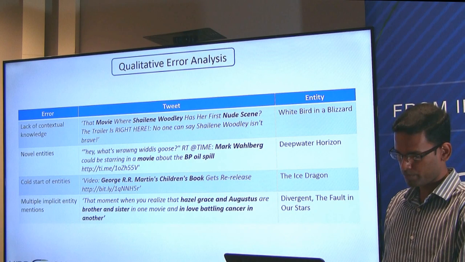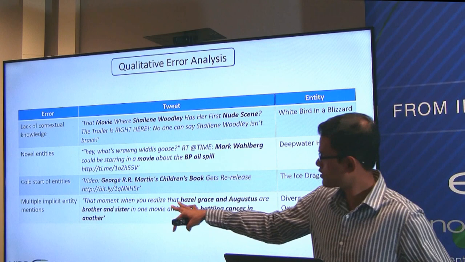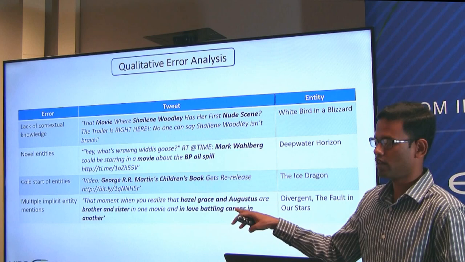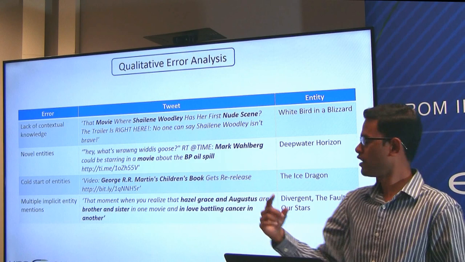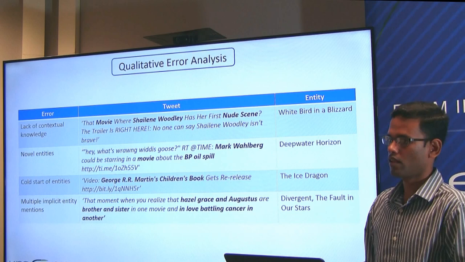Wait, so what's wrong with the last one? The last one has two implicit entities. So you can't disambiguate meaningfully? It's the ranking formulation: you rank and take the top one, assuming there's only one entity per tweet. That's just the way it was formulated, so we will identify one of them. But I think you can give yourself the benefit of the doubt and change the metric. I don't have a problem with that.